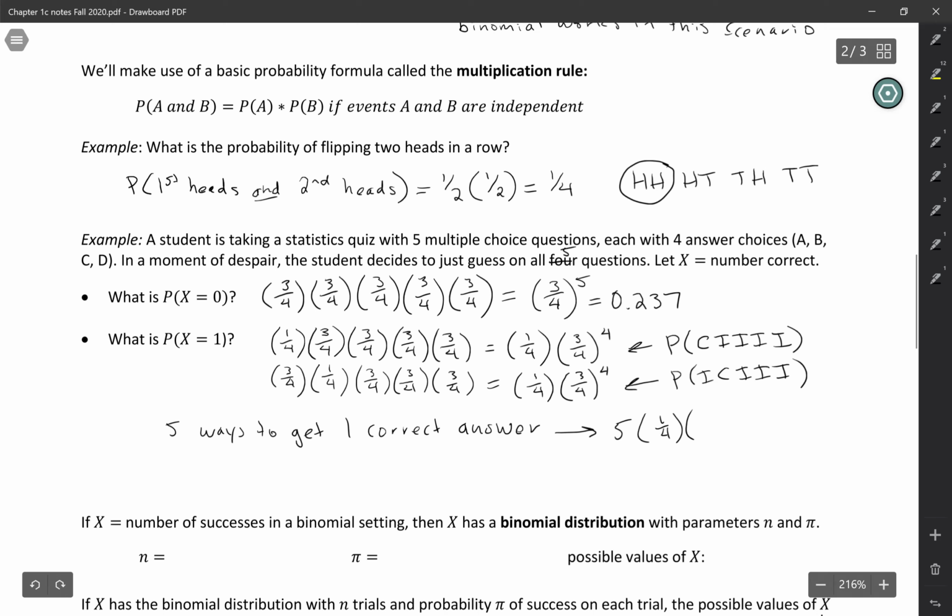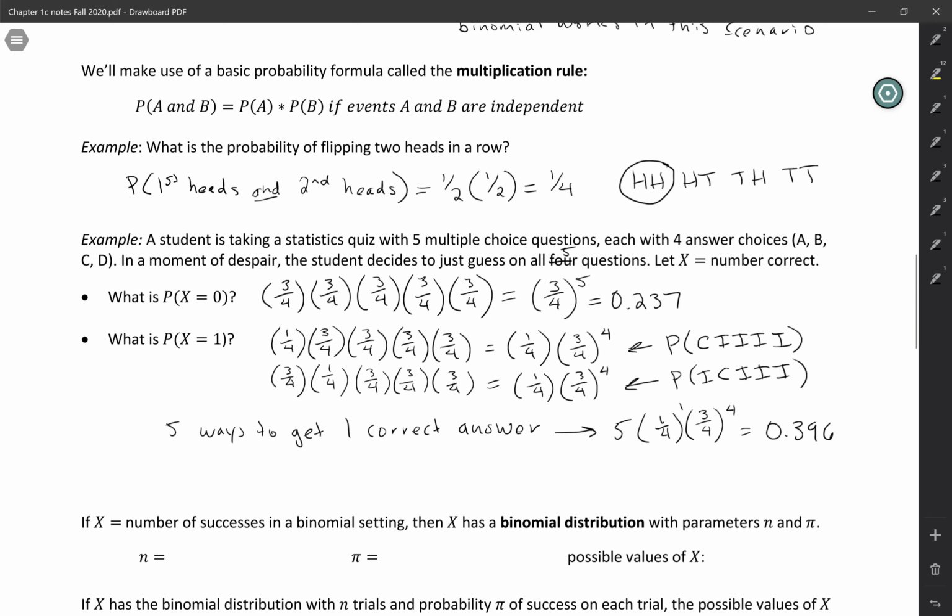So we've got 5 for the number of arrangements. 1/4 is the probability of getting one right. If you wanted, you could even put a 1 here to illustrate that they're getting one right. 3/4 is the probability of getting it wrong. There's 4 of those. And that gives us the probability for x equals 1. And that comes out to be 0.396. So it's more likely to get 1 right than it is to get 0 right.